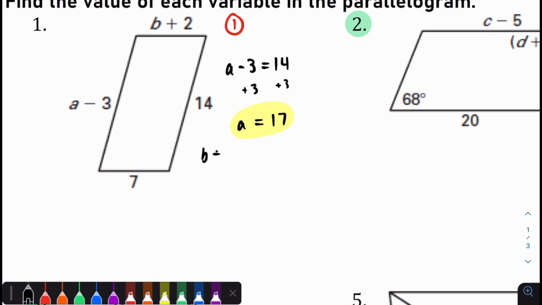We know that b plus 2 equals 7. I'll subtract 2 from both sides. And b equals 5. So that's how you do number 1.